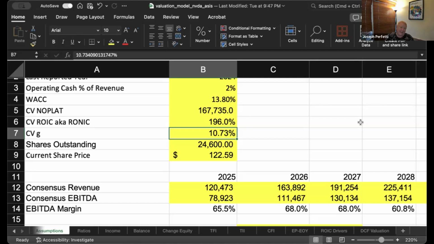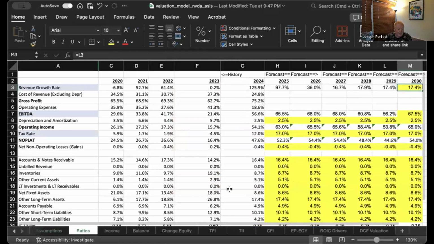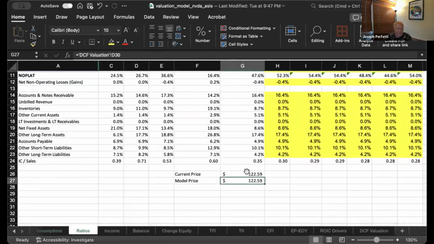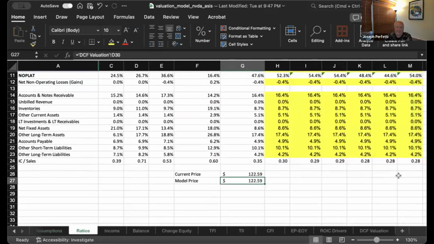Our WACC right now is 13.8, G 10.73. So we didn't trip that red flag. And that gave us, at a 10.7% G, a very high ROIC, given these numbers and margins, and a model share price of 122.59, which matched the observed share price last Tuesday of Nvidia. So just summarizing at a very high level all the steps that we went through, and these are steps that you'll need to repeat. Again, pause. Questions?